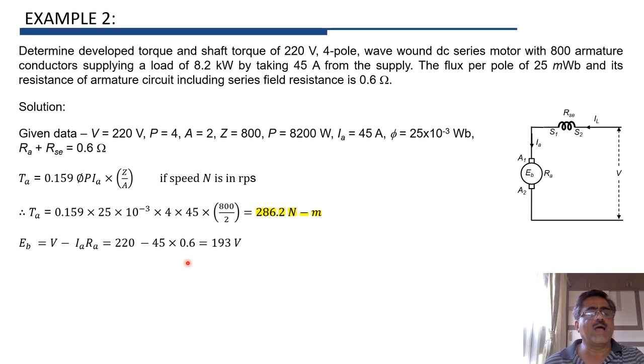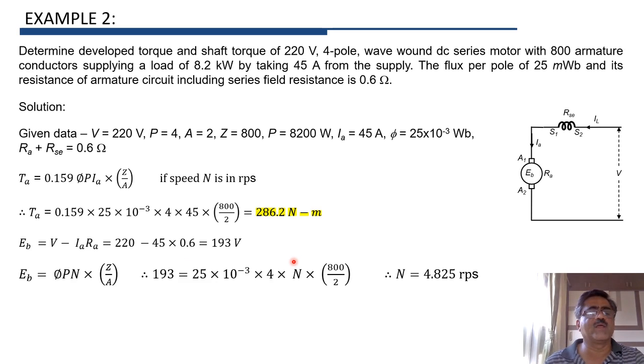Now Eb and N are related by the equation Eb is equal to phi P n into Z upon A. So we know Eb as 193 volt. We know the flux per pole phi, number of poles P, number of armature conductors Z, and number of parallel paths A. So substituting all the values, we can calculate the speed N. In this case, N is equal to 4.825 revolutions per second.